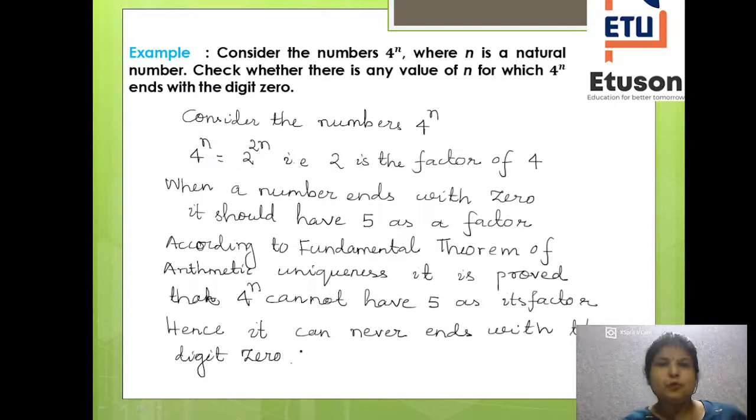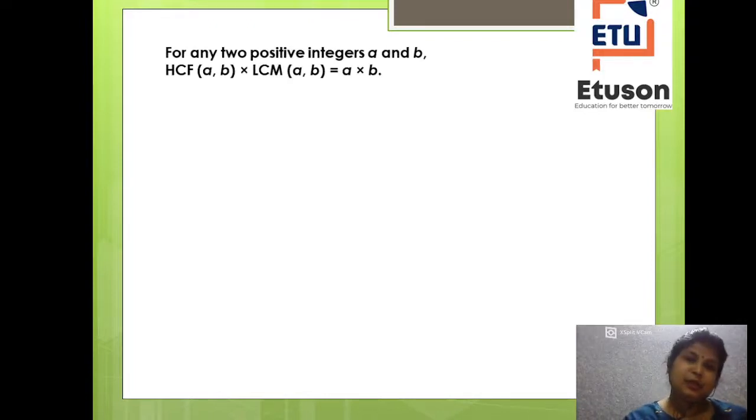Okay, children? Hope you have understood. Now let us go to the next application of the fundamental theorem of arithmetic. So what is that? That is nothing but the relationship between the HCF and LCM. You must be knowing what is HCF. It is highest common factor. And what is LCM? It is lowest common multiple.